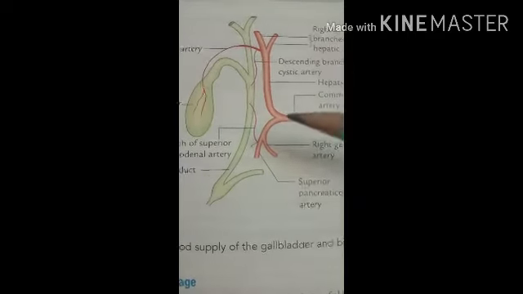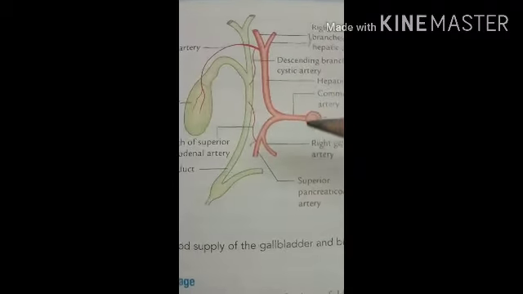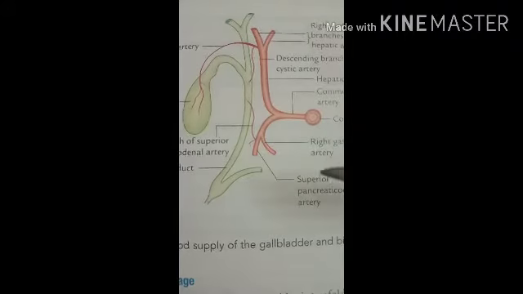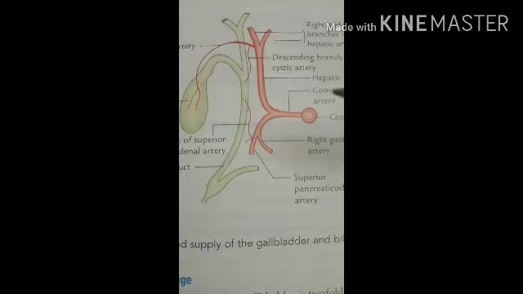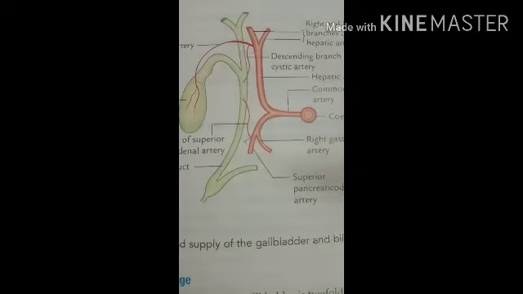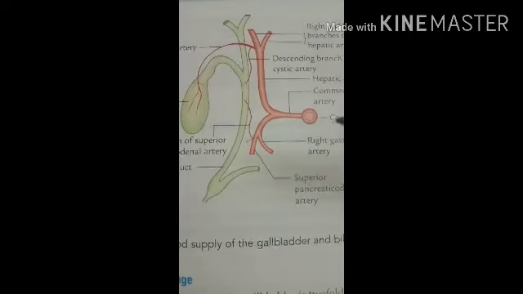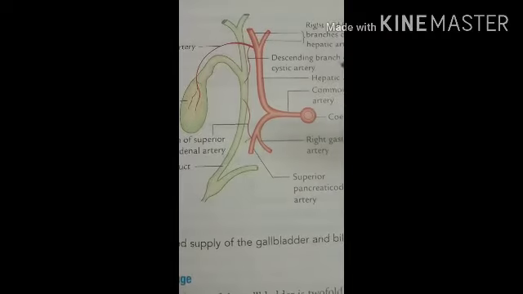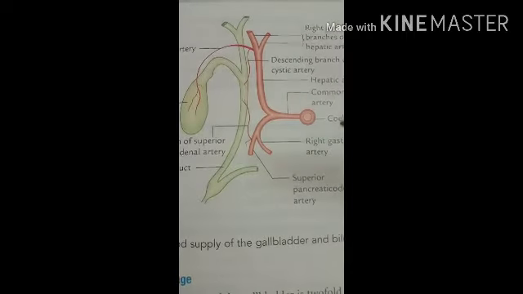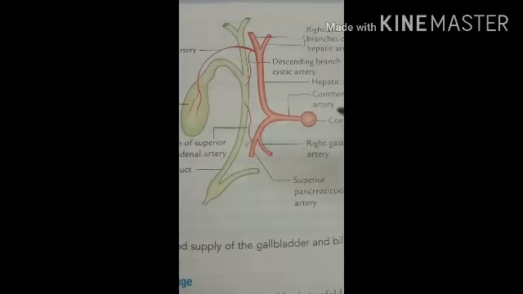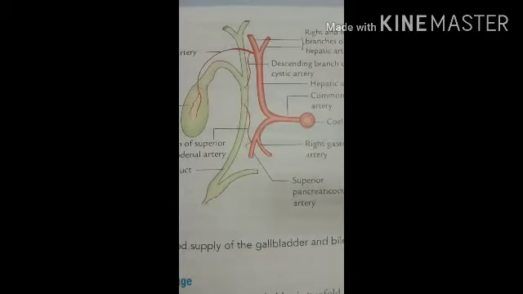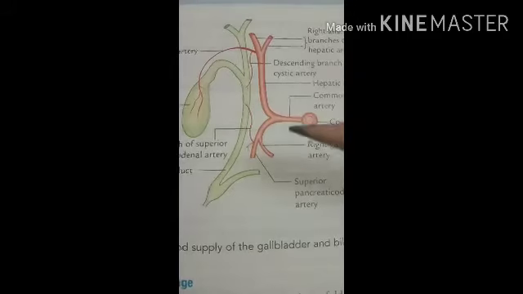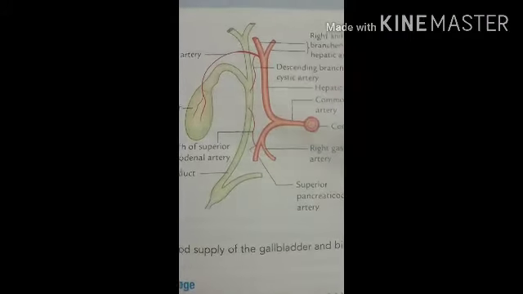Then the parasympathetic nerves are motor to the musculature of the gallbladder and the bile duct, but inhibitory to the sphincter. And the sympathetic nerve supply is from the thoracic segments 7 to 9, vasomotor and motor to the sphincter. So it is supplied by the T7, T8 and T9 spinal nerves.